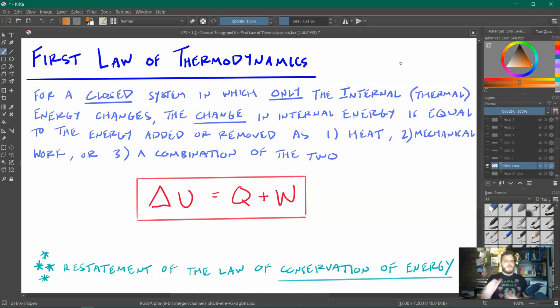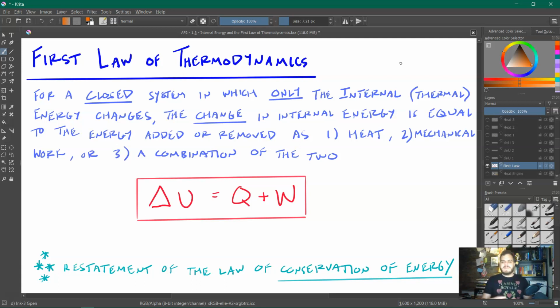And the first one of these we learned way back a long time ago, and honestly, it has not changed much in its old form and its new form. We can still understand it pretty easily. So, just to review, the first law of thermodynamics tells us that for a closed system, so a sealed system, in which only the internal or thermal energy changes, that change in internal energy is equal to the energy added or removed as heat, mechanical work, or a combination of the two. So the equation we got for that was delta U, that change in internal energy, will be equal to heat plus mechanical work. And we're going to talk way more about that in a second.